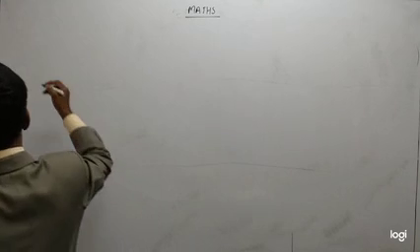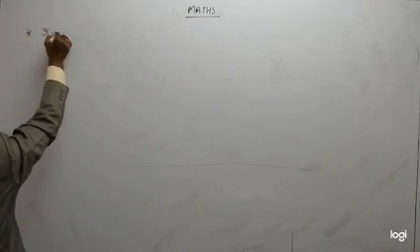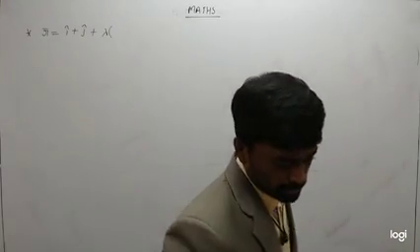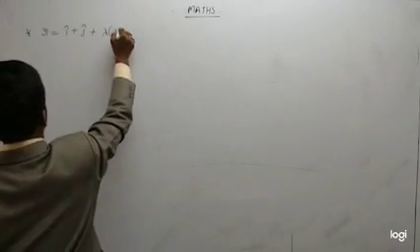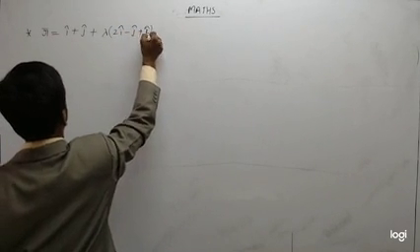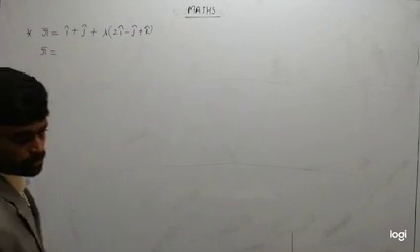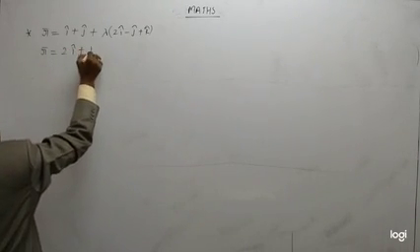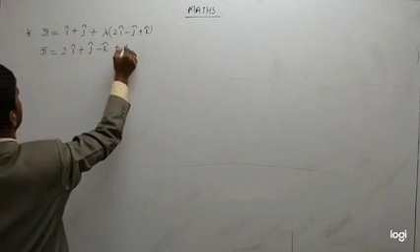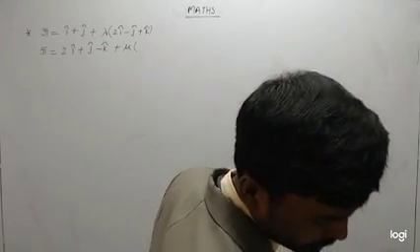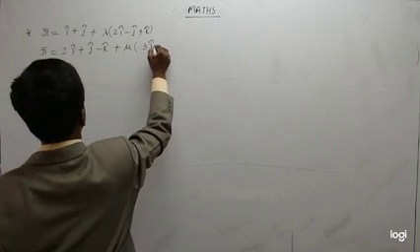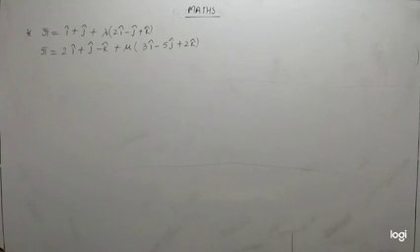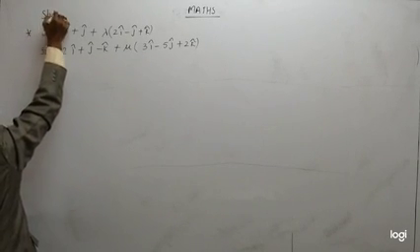R bar is equal to I cap plus J cap plus lambda into (2I minus J plus K), and the second line R bar is equal to 2I plus J minus K plus mu into (3I cap minus 5J cap plus 2K cap). So find the shortest distance between these two given lines.